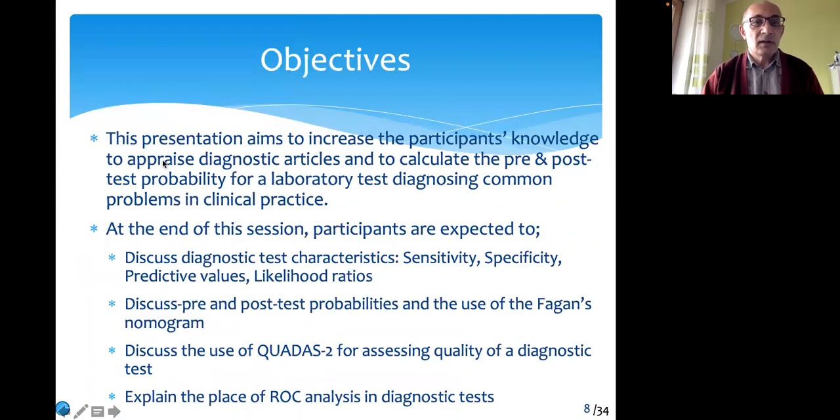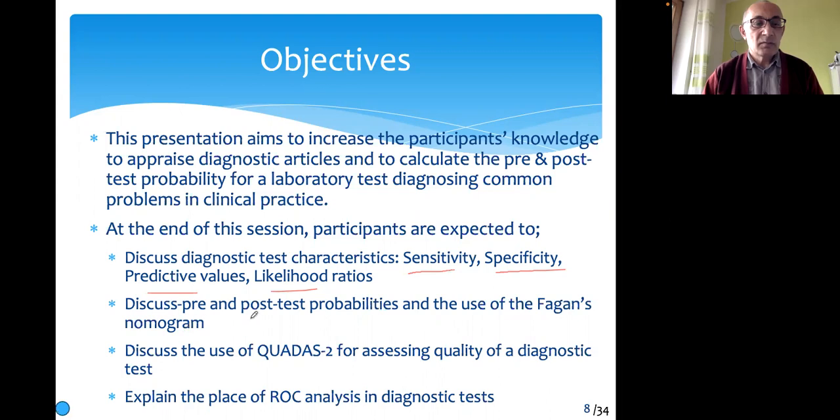So let us come to today's objectives. Today it's going to be about diagnostic papers, diagnostic research articles. And at the end of this session, you are expected to be able to discuss diagnostic test characteristics, namely the sensitivity, specificity, positive and negative predictive value, as well as positive and negative likelihood ratios.